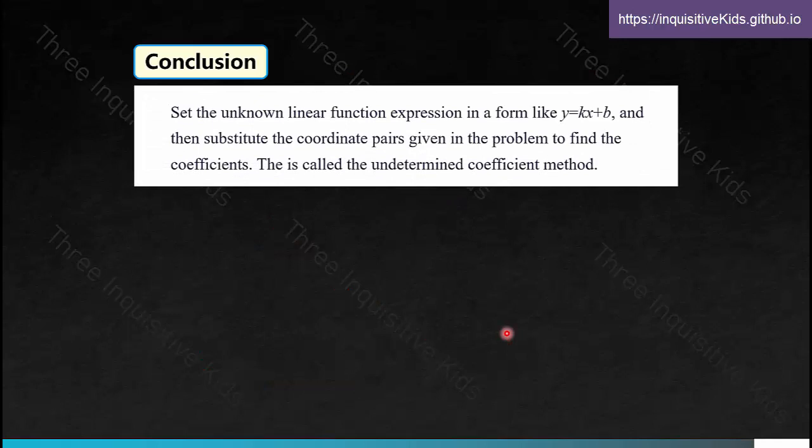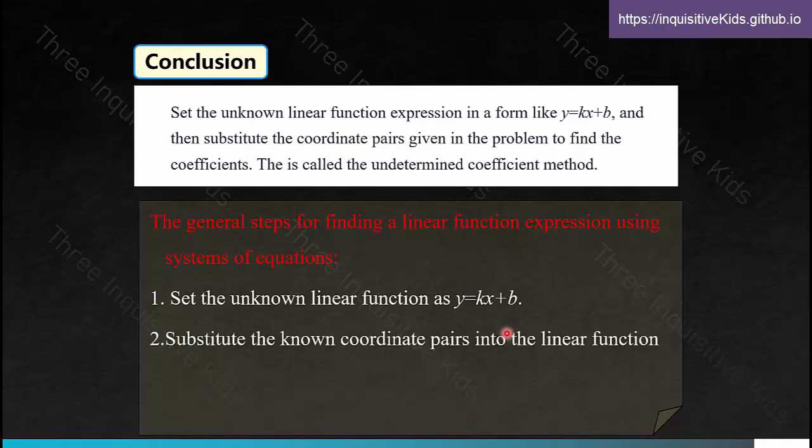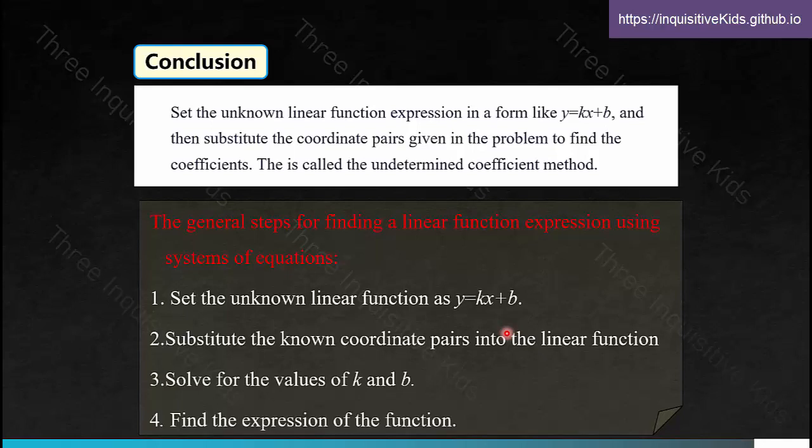Here's our conclusion. First, set the unknown linear function expression in the form of y is equal to kx plus b, and then substitute the coordinate pairs given in the problem to find the coefficients. This is called the undetermined coefficient method. A general step to solve using this method is to first set the unknown linear function as y is equal to kx plus b, substitute the known coordinate pairs into the linear function, solve, and then find the expression of the function.